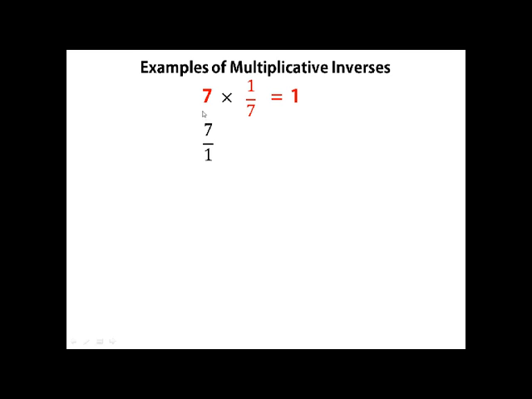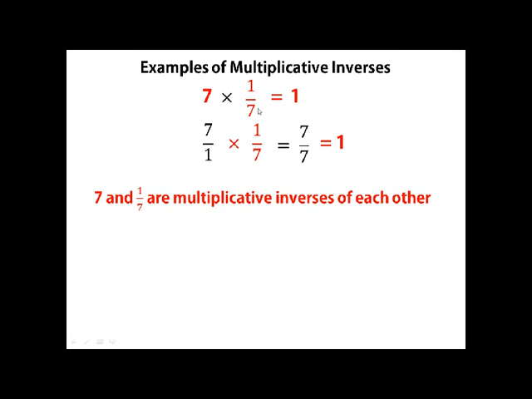7 over 1 is the same as 7. Times 1/7. 7 times 1 is 7. 1 times 7 is 7. And that equals 7 divided by 7 equals 1. So 7 and 1/7 are multiplicative inverses of each other.